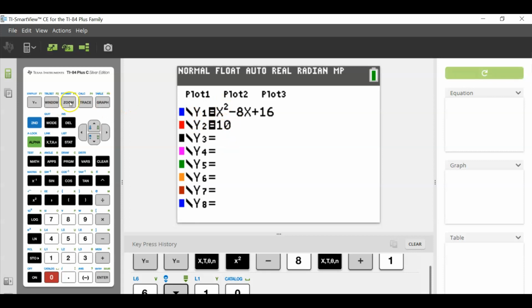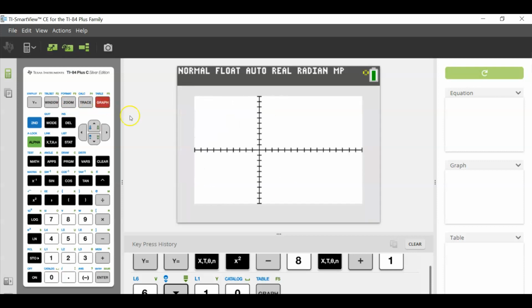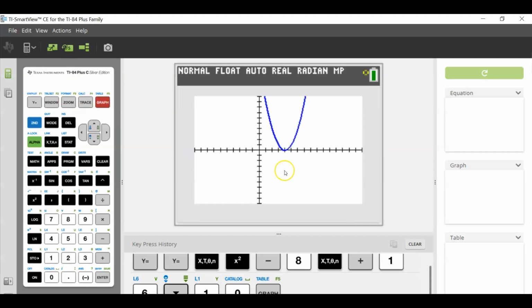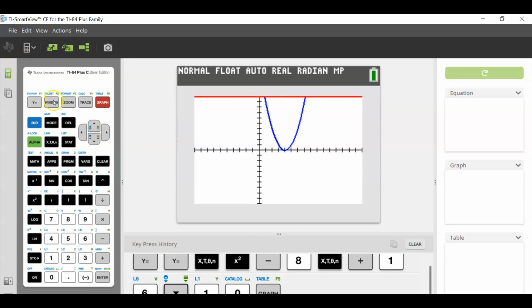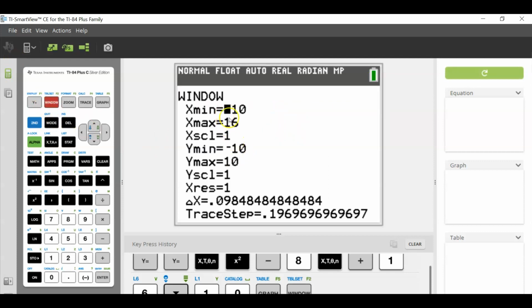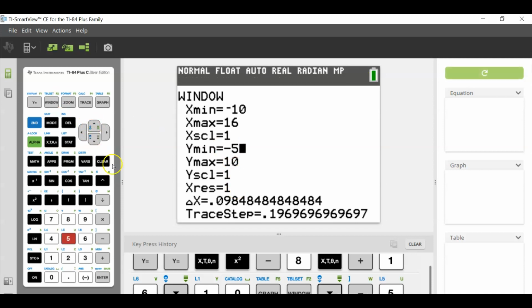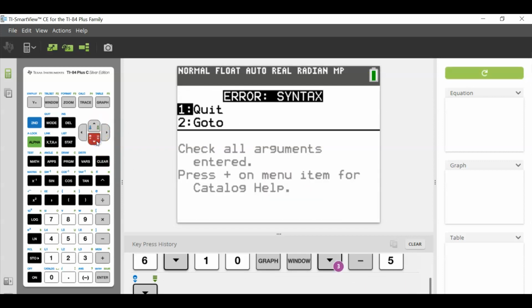So I'm going to go 1. Okay, so I can barely see the top. So I'm going to change my window a little bit. I'm going to go higher on my Y max and shorten up the Y minimum so I can see more of the graph. Okay, so maybe make this -5. And, whoops.